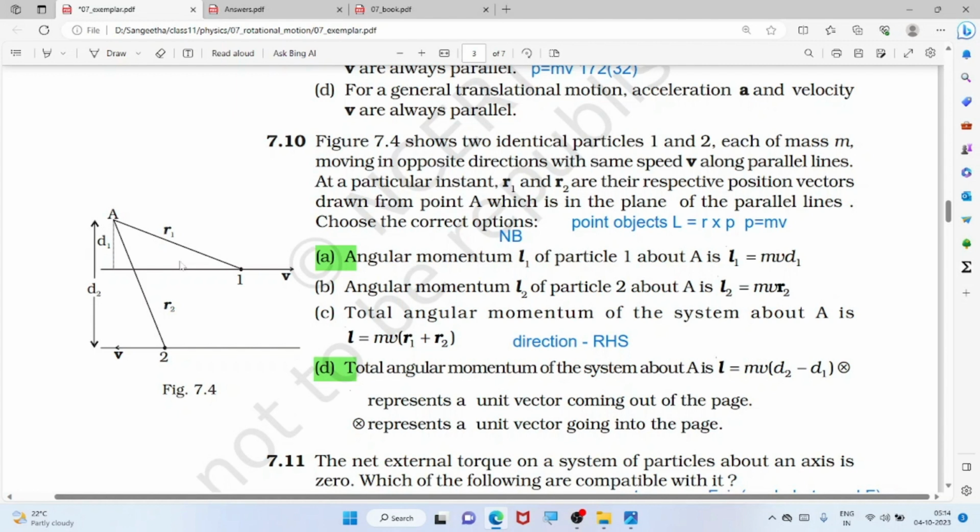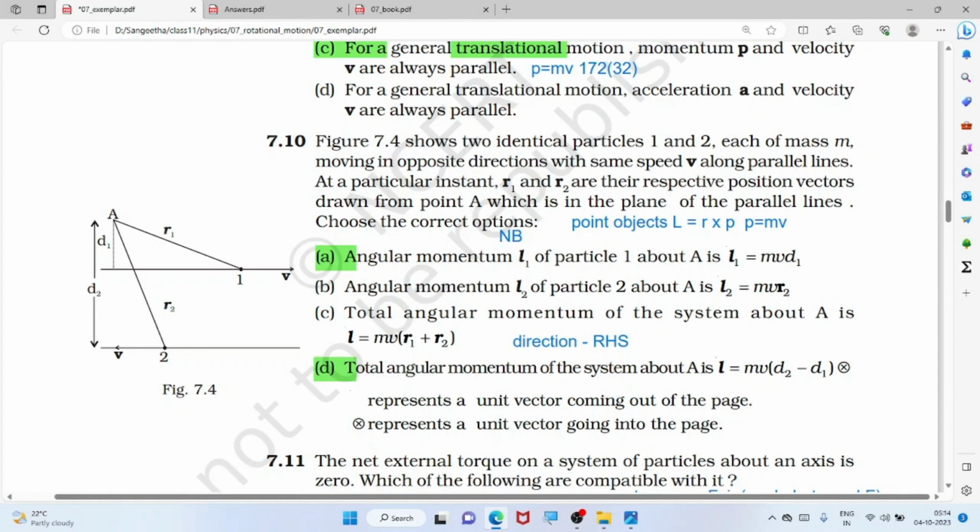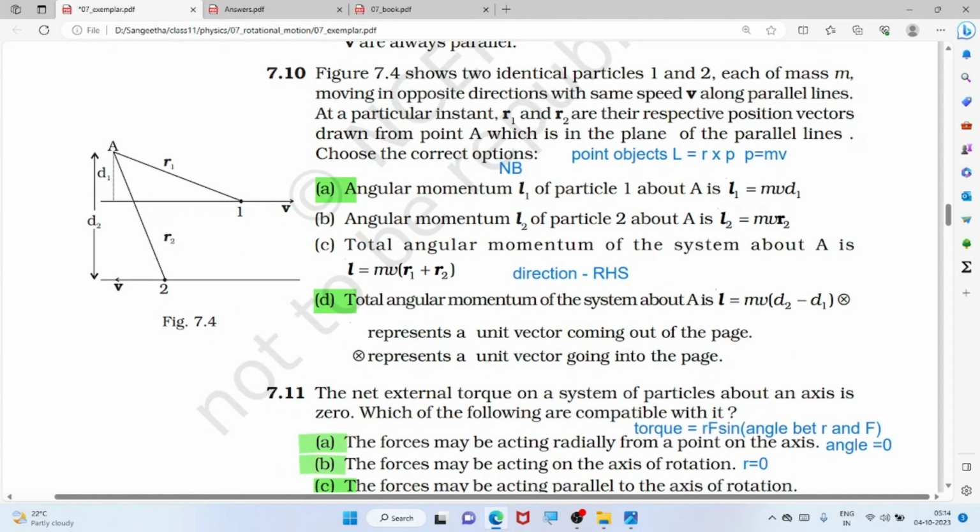Figure 7.5 shows particles 1 and 2, each of mass m, moving in opposite directions at the same speed along parallel lines. At a particular instant, the position vectors R1 and R2 with respect to the point A are given. The parallel axis is the correct option. Angular momentum.